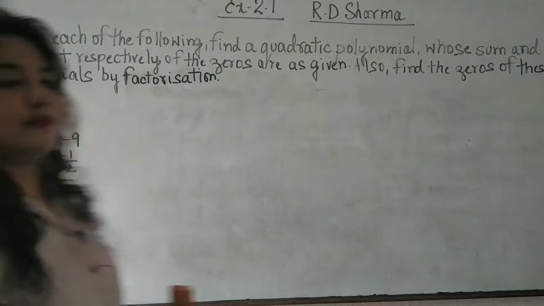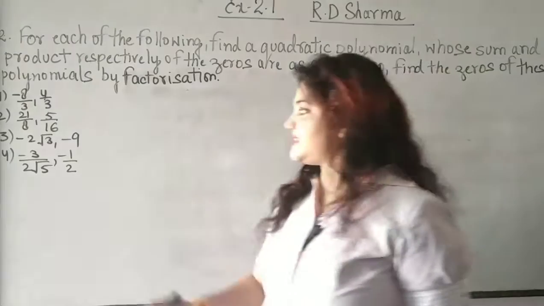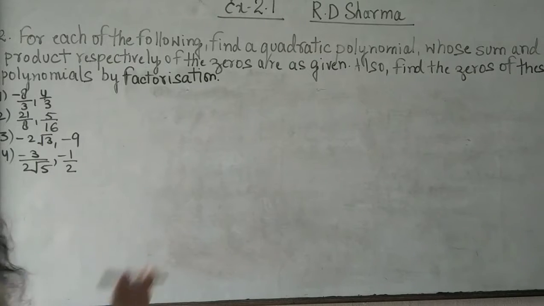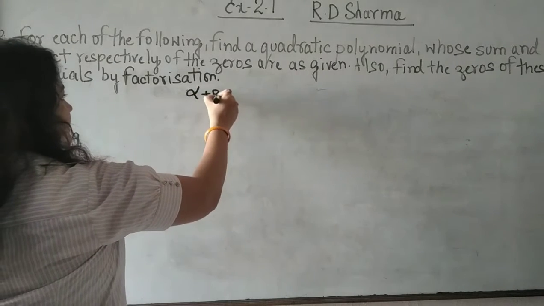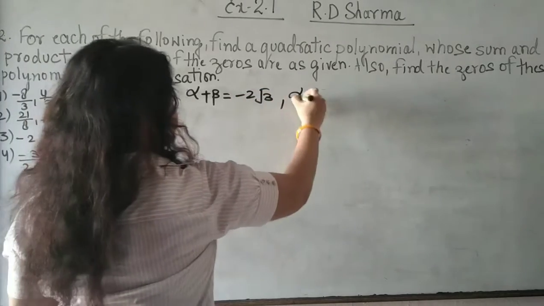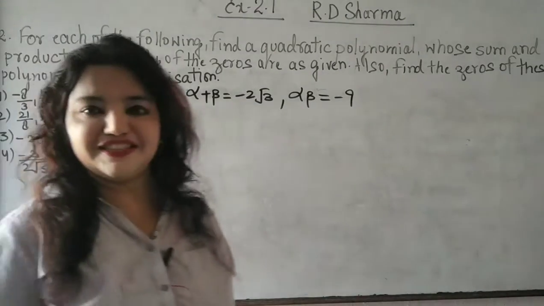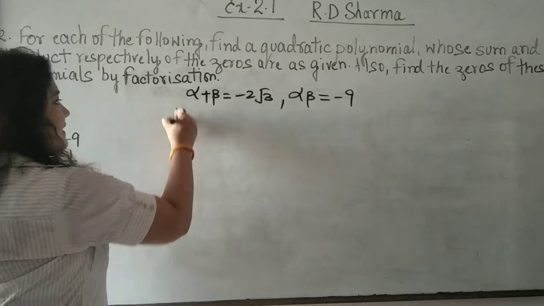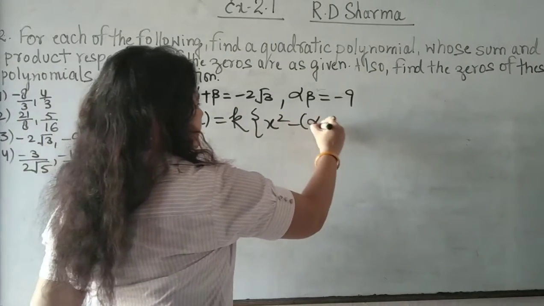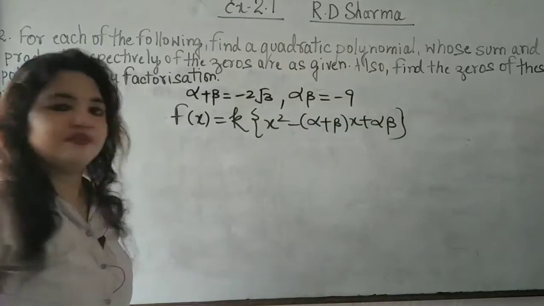Again, alpha plus beta is given, alpha plus beta is minus 2 under root 3, and alpha into beta is given as minus 9. And we have to find out a polynomial. So let's find out a polynomial with the help of the formula. f(x) is equal to k times x square minus (alpha plus beta)x plus alpha into beta. This is our formula.